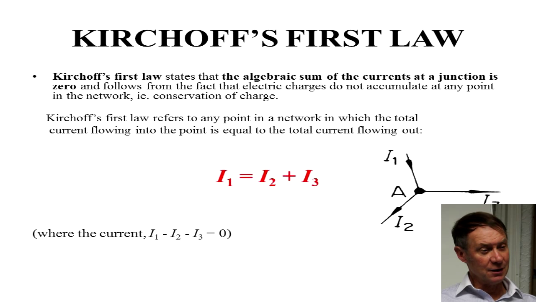The first one states that the algebraic sum of the currents at a junction is zero and follows from the fact that electric charge does not accumulate at any point. In other words, it's conservation of charge. So in this slide you can see that the current I1 is going in, and I2 and I3 are the resultant currents going out. So if you want to do it algebraically, you can say I1 minus I2 minus I3 is zero.